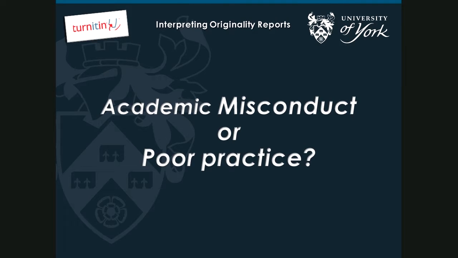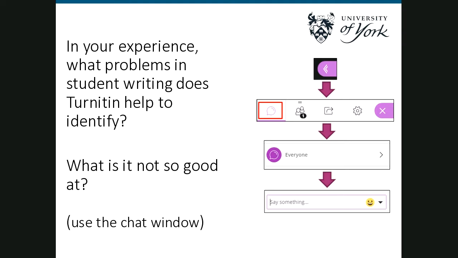So I looked into some academic misconduct cases there. And what I want you to think about, and just add in your comments at the moment, is what you've found. So what are the good things about Turnitin? What problems in students' writing does Turnitin help to identify? What's it good at? And that can be misconduct or poor practice. And what is it not so good at detecting?